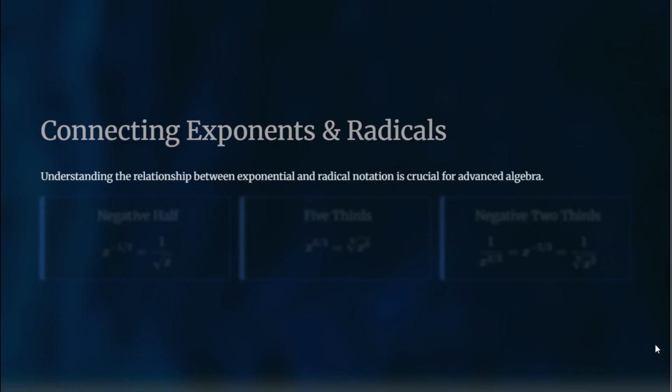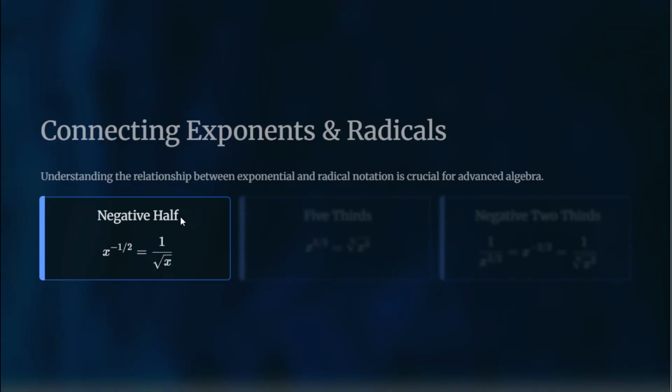Understanding the relationship between exponential and radical notation is crucial for advanced algebra. For instance, if I have x to the power negative 1/2, we saw before that we could rewrite this as 1 over x to the power positive 1/2, which is the same as 1 over the square root of x.